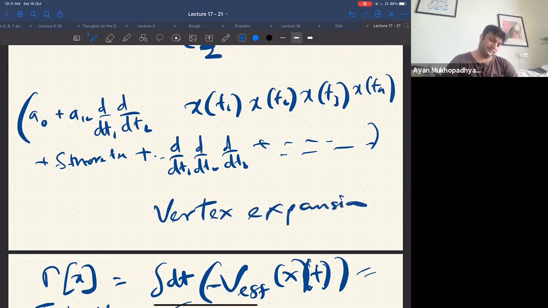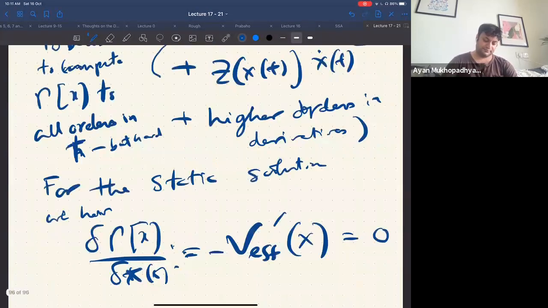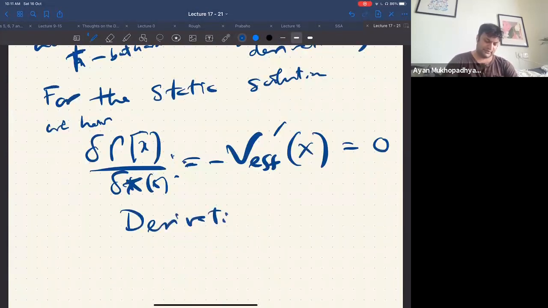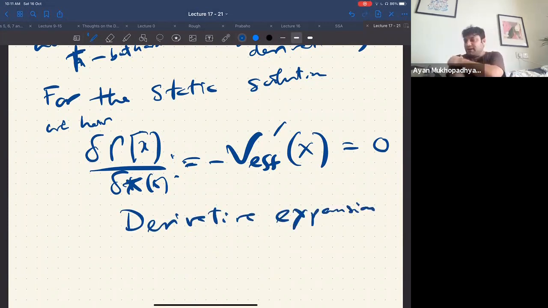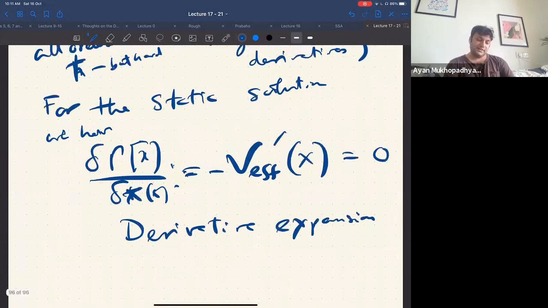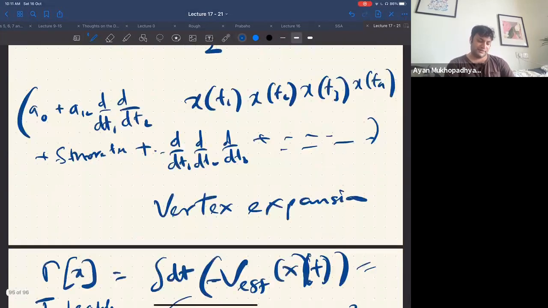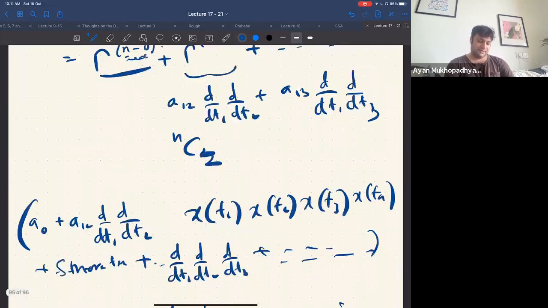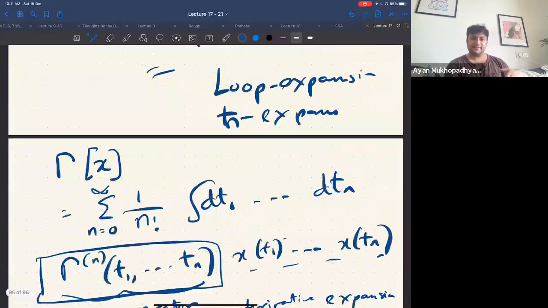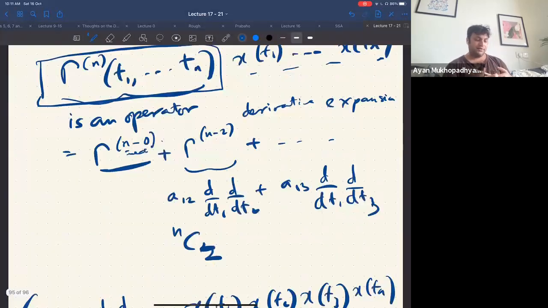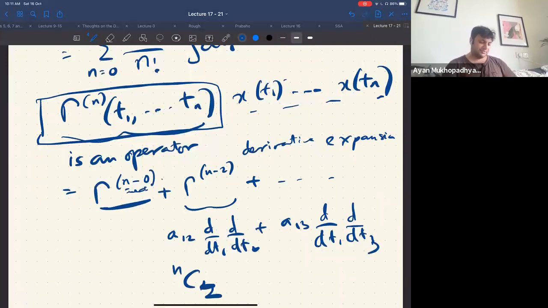And this is what we will call the derivative expansion. The derivative expansion is the most physical thing, because when you want to derive anything, but vertex expansion is also important. So this is what we will see, and because these are the proper vertices, to understand renormalization, these vertices would be important. So is it clear, these three expansions of the effective potential, of the effective action?